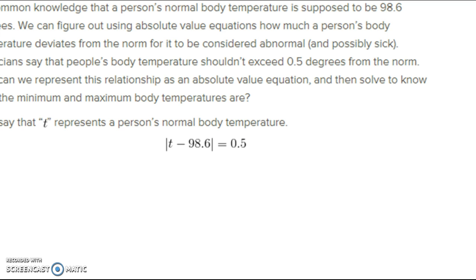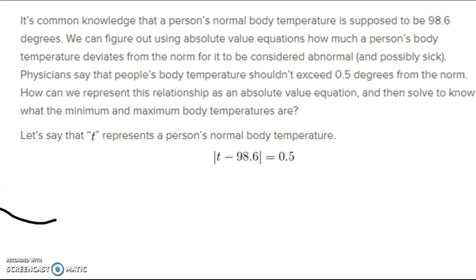Let's try another one. It says it is common knowledge. Let me pull this over so you can see it. A person's normal body temperature is 98.6. I'm going to let you read that, and then we're going to figure out what to do. All right, so you read that, and it basically says it can vary 0.5 degrees from the norm. So this is how you would set it up. You would say their temperature, and then you would take away the normal, and that's how it varies.